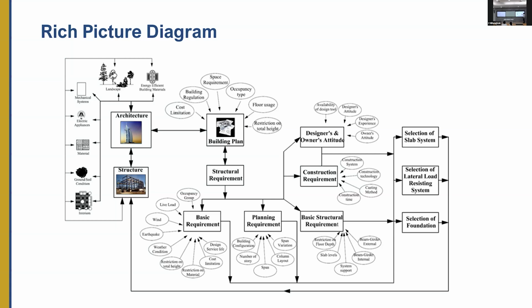Then construction requirement: cast in place, precast, casting method. Construction time will be very important now. So if this one is governing, the system will be selected based on the construction time. And then owners', designers' attitude, availability of design tools.